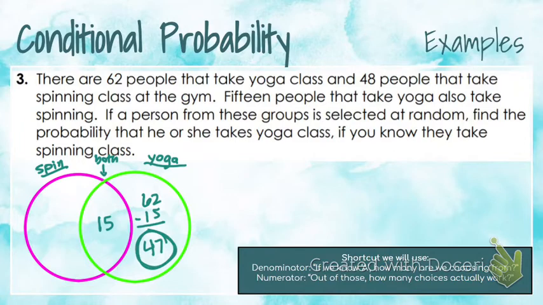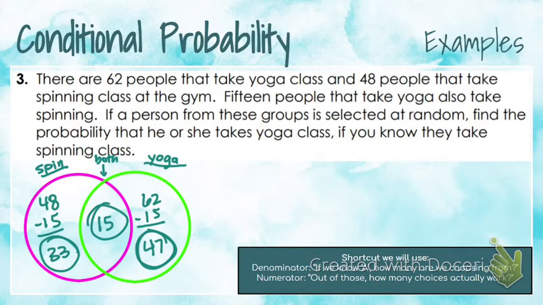Now, the spinning class is 48 people. So we have 48, but 15 of them are already accounted for. So minus 15 gives us 33 people that only spin. All right, so now that we know where everyone fits in, we have 33, 15, and 47.